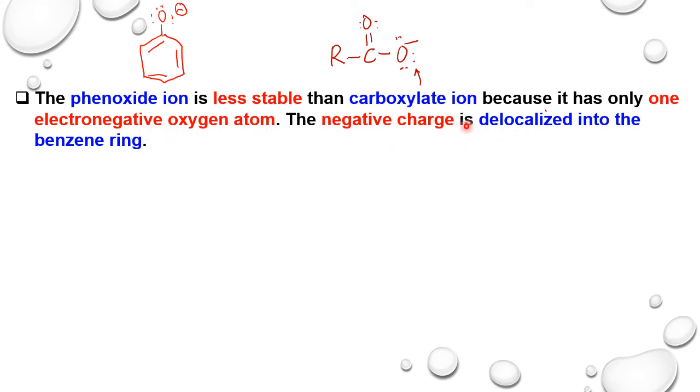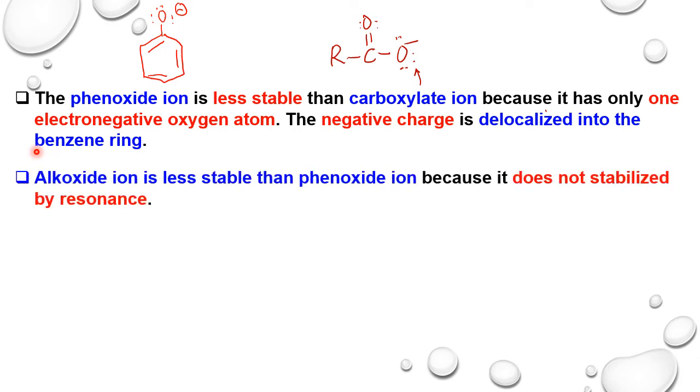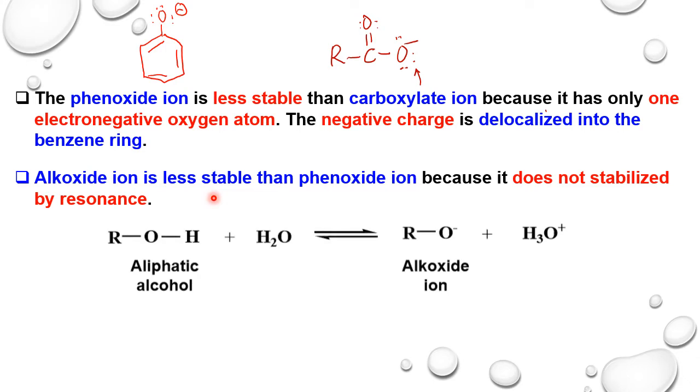The negative charge is delocalized into the benzene ring. Kalau carboxylate ion tadi, awak akan cakap the negative charge in carboxylate ion is delocalized between two oxygen atoms. Okay, dan kalau kita nak compare dengan alcohol, alkoxide ion is less stable than phenol oxide ion because it is not stabilized by resonance.